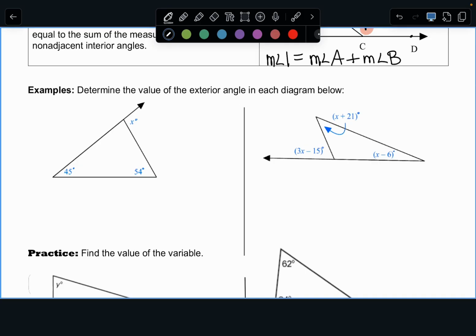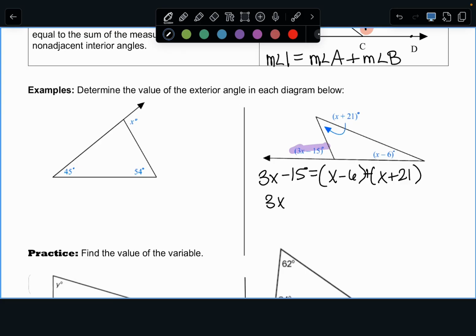So on your test, you're going to be given one like this, where you can't use triangle sum theorem because you don't have your 3rd interior angle. So instead, we have to use our exterior angle theorem. Here's my exterior angle, 3x minus 15. And it is equal to the sum of my interior angles. What's one of my interior angles? x minus 6. And what's my other one? x plus 21. So I add those together, and I set them equal to my outside.